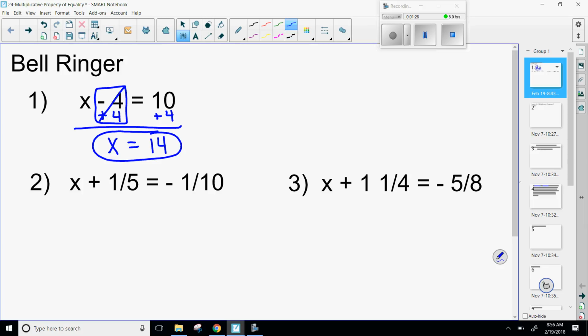Did you have 6? I would correct it. You do the inverse operation.